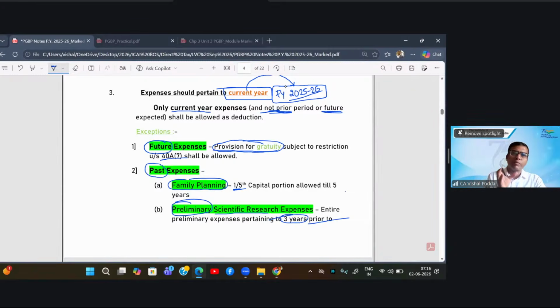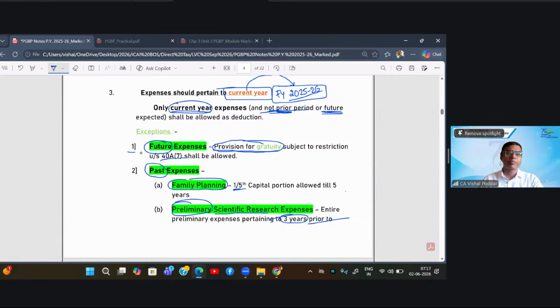Since we compute income for every financial year separately, when I'm computing income for the current financial year 25-26, which has just ended on 31st March 26, obviously, logically, you should be taking only those incomes and those expenses which pertain to 25-26. You cannot include any past year expense now. Neither can you take some estimate and take some future expense now. Both would be incorrect. So only current year expenses should be taken, neither prior period nor future. This is the general rule.